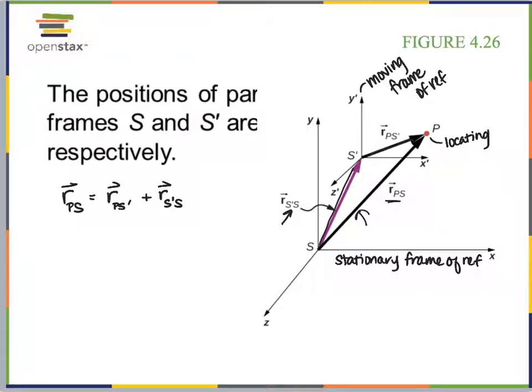But what we're more interested in is these velocities. So we want to take the time derivative of these expressions. This would give us the velocity of P in the stationary frame of reference is equal to the velocity of P in the moving frame of reference plus the velocity of the moving frame of reference with respect to the second one. So again, this kind of plays the role of the truck. This is the ball in the truck.